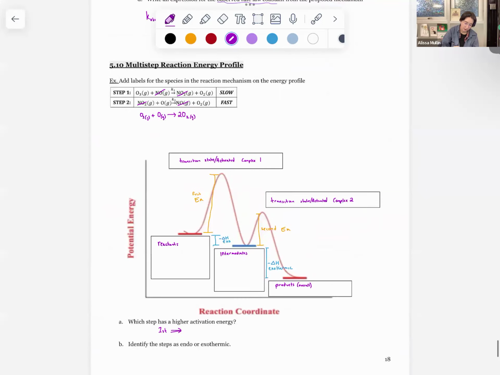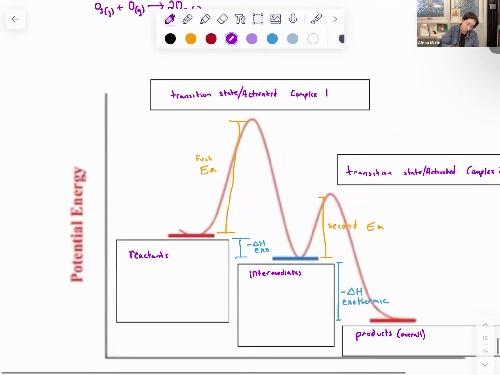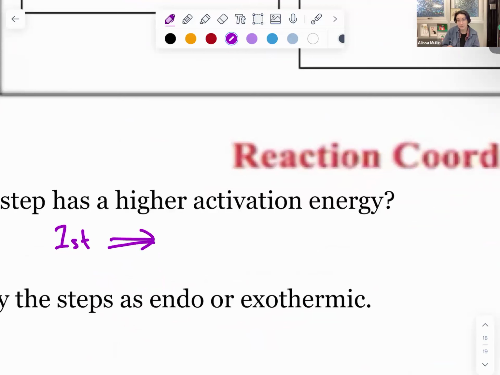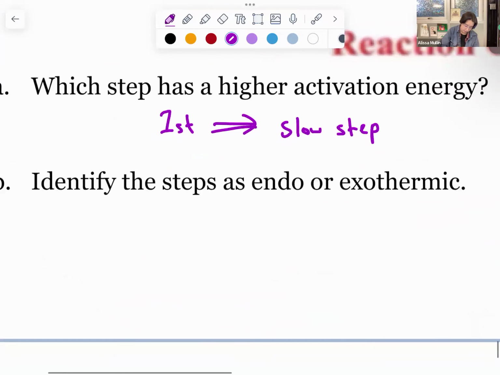So the first step has the higher activation energy, which makes sense. Let's look back at our mechanism. The first step is our slow step. That makes sense, right? If it is a slow step, if it is less likely to happen and is taking longer, it must be because there's a bigger threshold to get over, a bigger activation energy. So if you were given the mechanism, you'd know to show the slow step with a large activation energy. And we already did this, but we can recognize that both steps are exothermic.